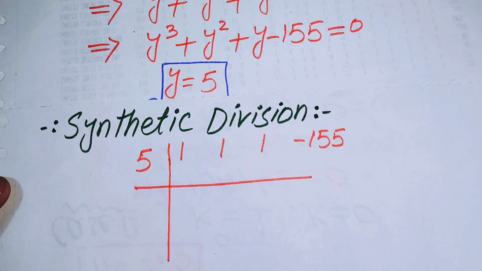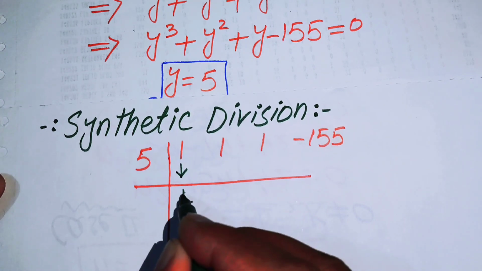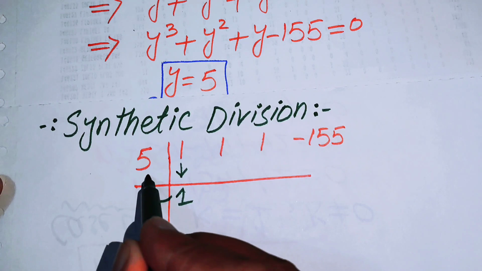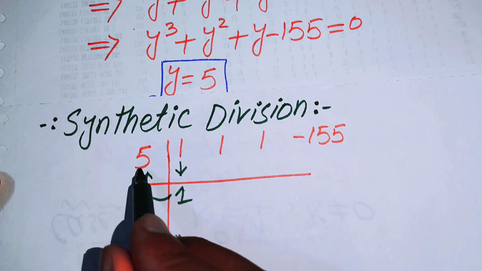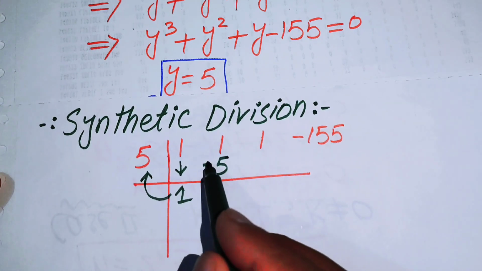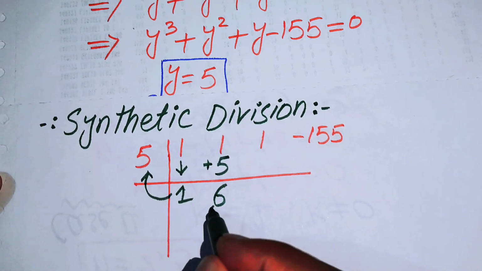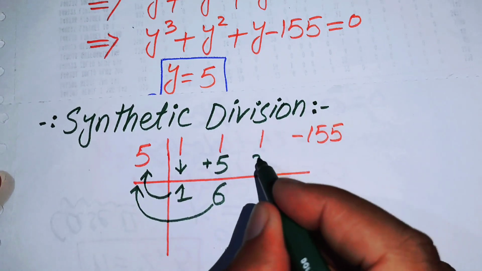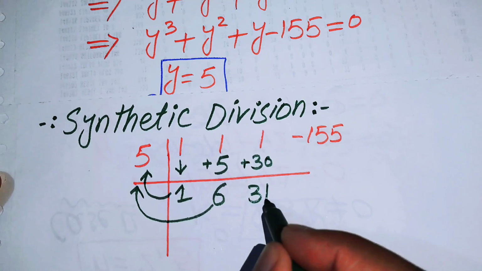So according to this method, you can first write this term as it is here, and now you will multiply this 1 by 5 and you will get 5, and we can just write it here. So now you can add these two terms, and 1 plus 5 is equal to 6. Now again you multiply this 6 by 5, so 6 5s are 30, and you can write it here, and again you will add these two terms, so it becomes 31.